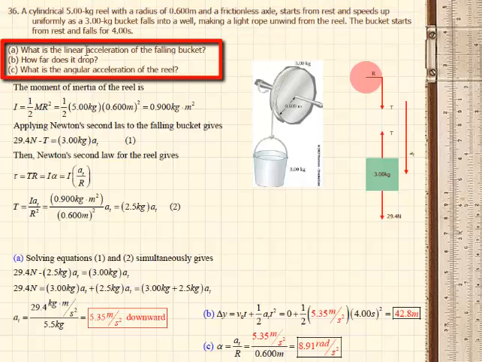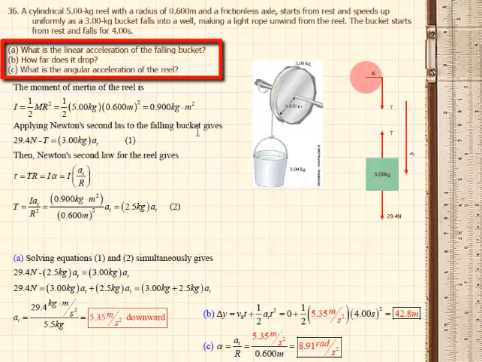First, what is the linear acceleration of the falling bucket? Okay, this arrow over here. How far does the bucket drop? And then finally, what is the angular acceleration of the reel, being, of course, driven by the bucket and the rope?